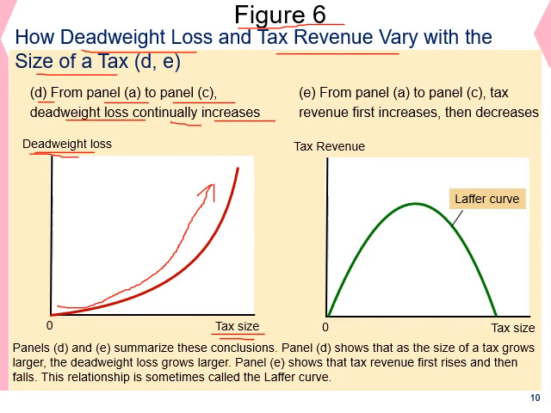On the other hand, in panel E, from panels A to C, we saw that tax revenue first increases, then decreases. If you plot tax revenue on the y-axis, the vertical axis, and tax size on the horizontal axis, the x-axis, tax revenue will first increase as tax size goes up, reach a maximum, and then after that it will decrease. This is known as the Laffer curve.